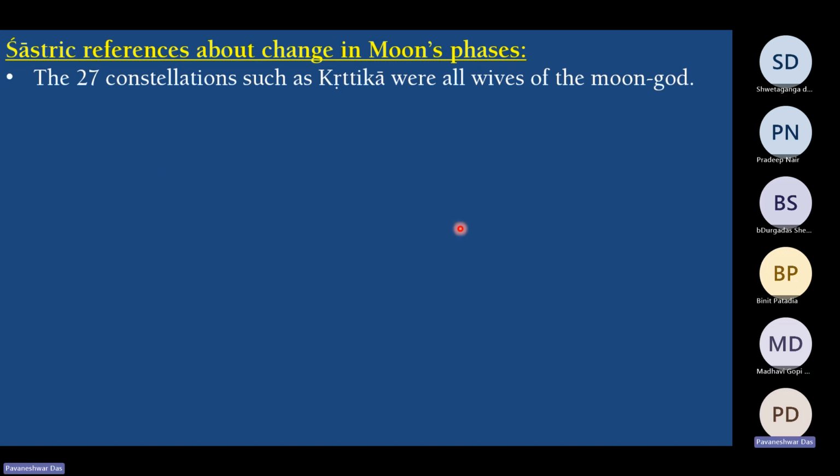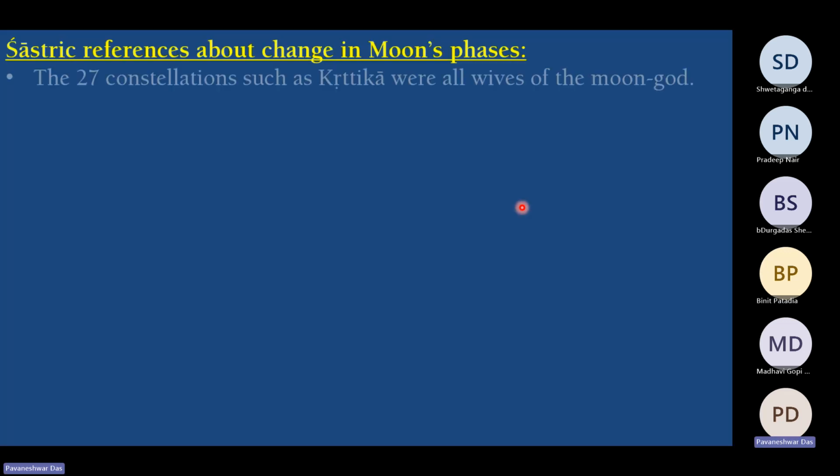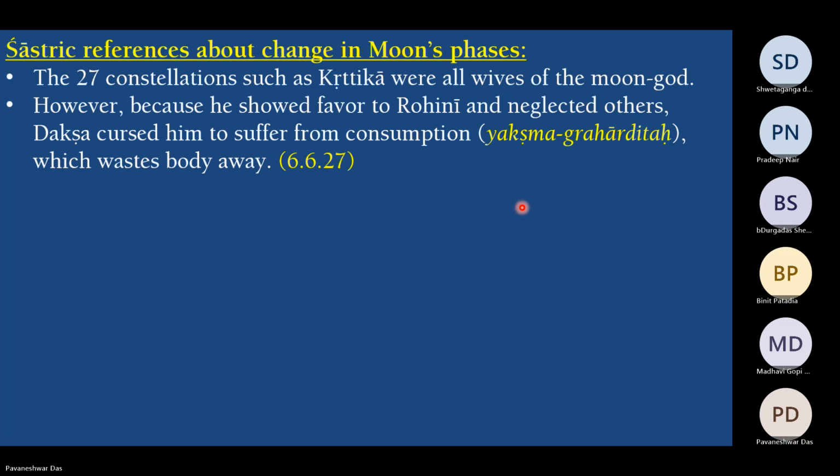So yesterday we saw that the 27 nakshatras are occupied by the 27 daughters of Daksha, who were given in marriage to the moon god. After marrying, the moon started showing special favoritism towards Rohini. Rohini is there somewhere. The moon was so happy with Rohini and was spending a lot of time with her. So the other daughters became disappointed that their husband was not taking care of them. They went and informed Daksha.